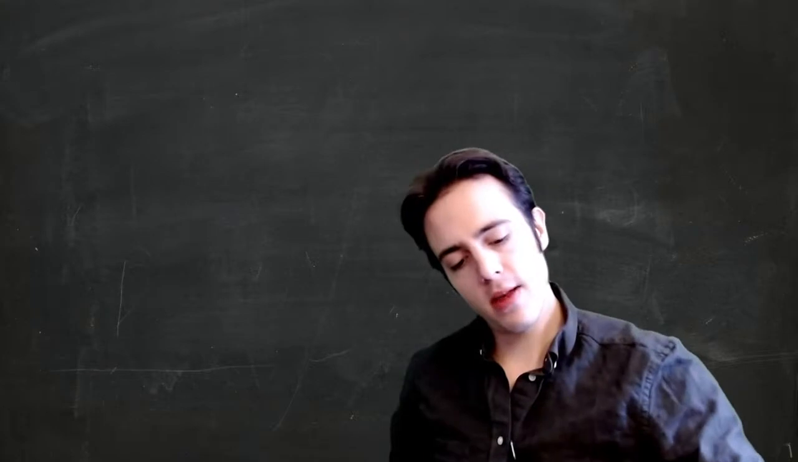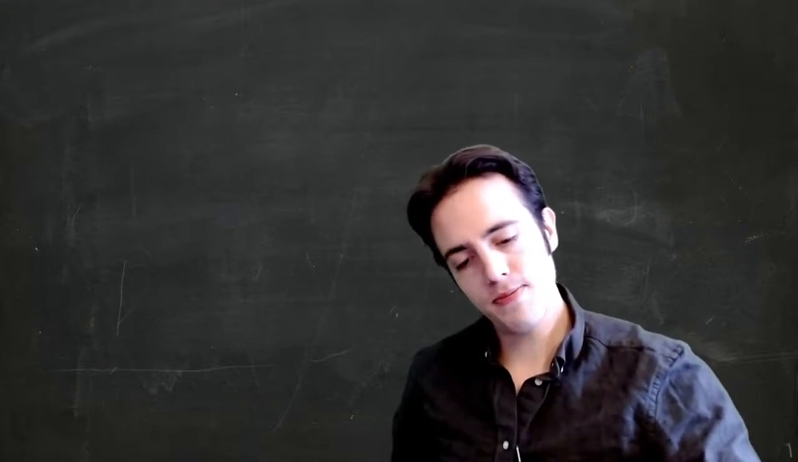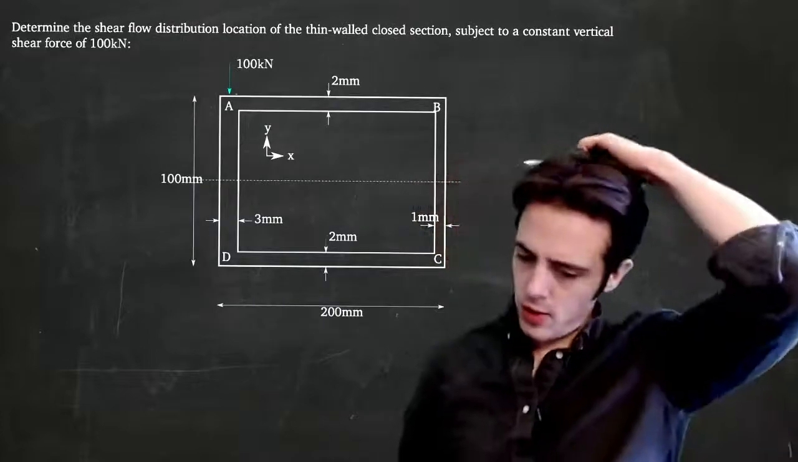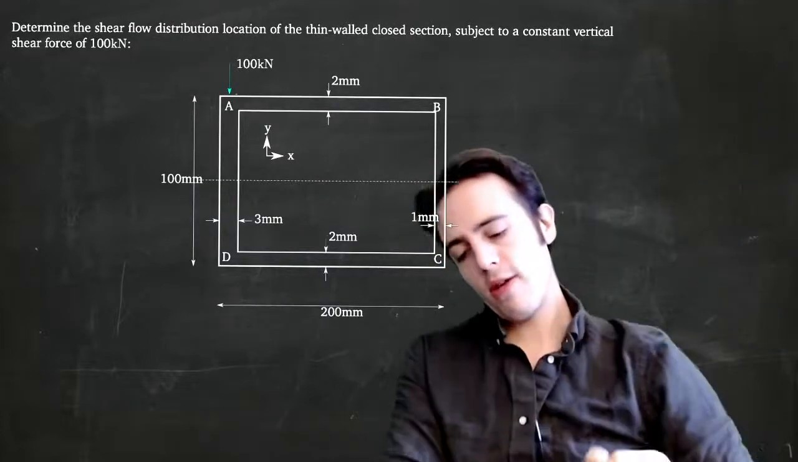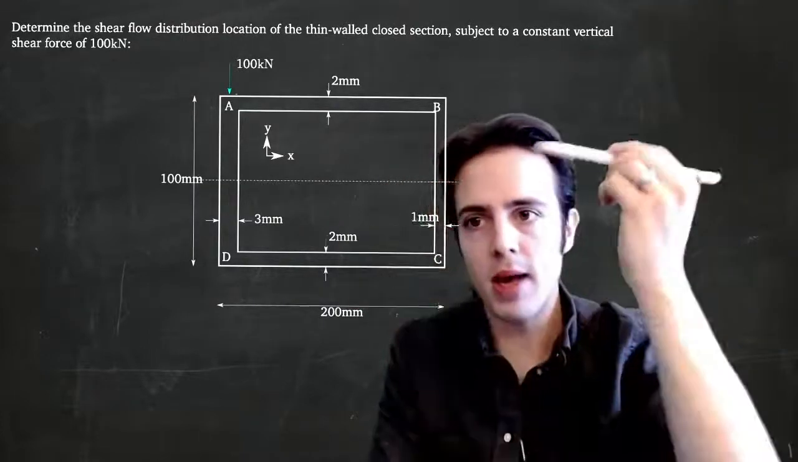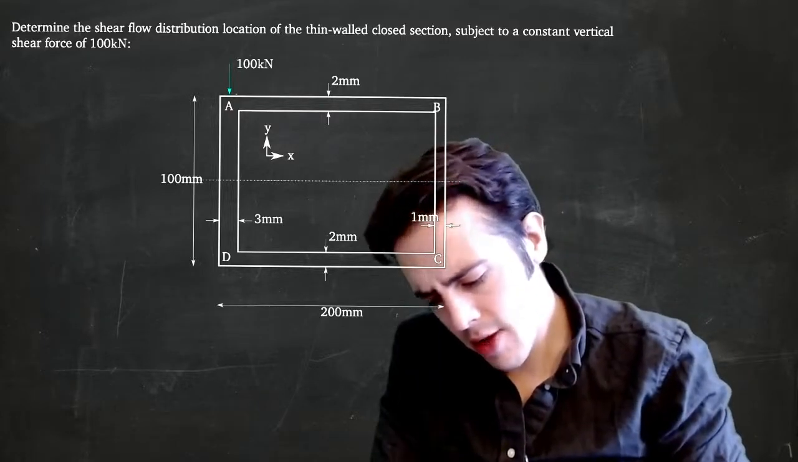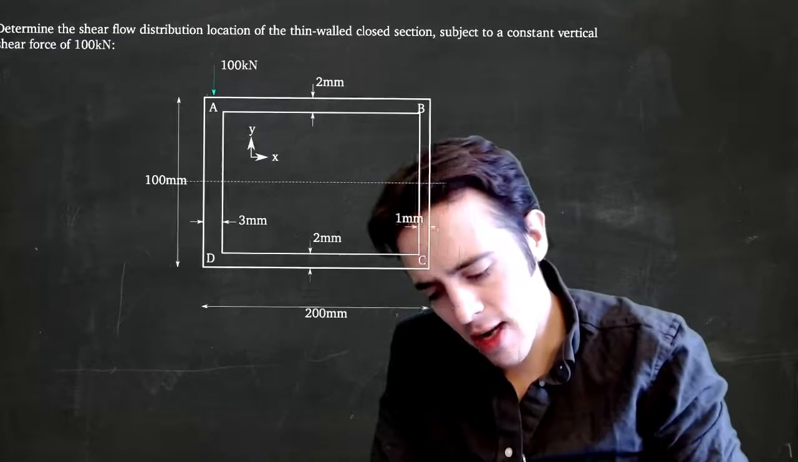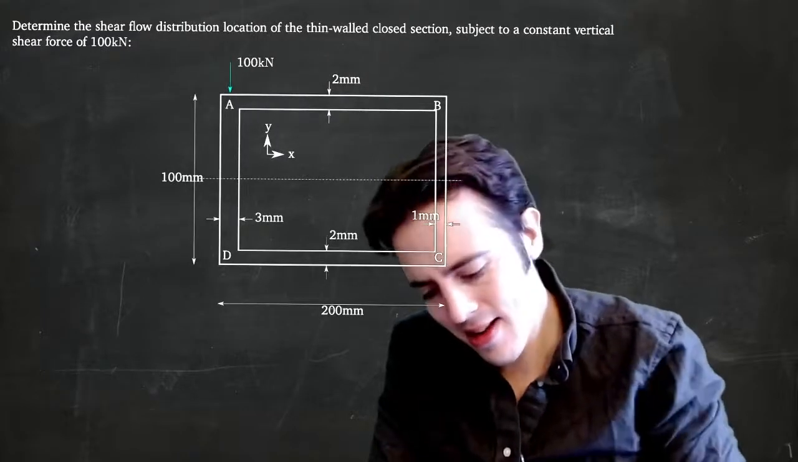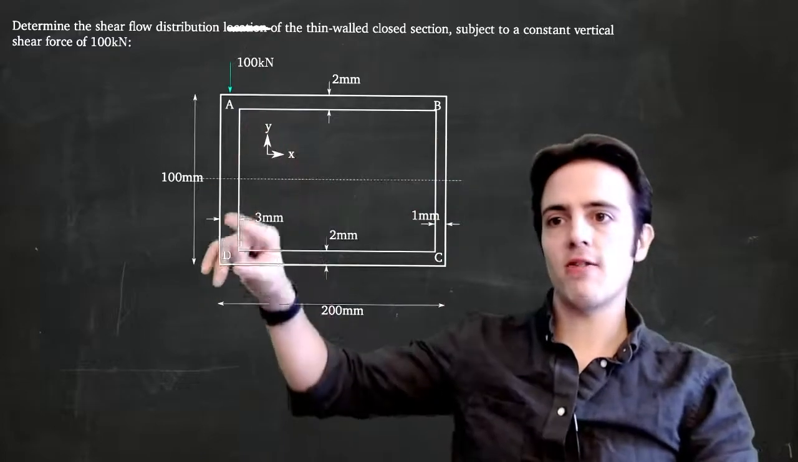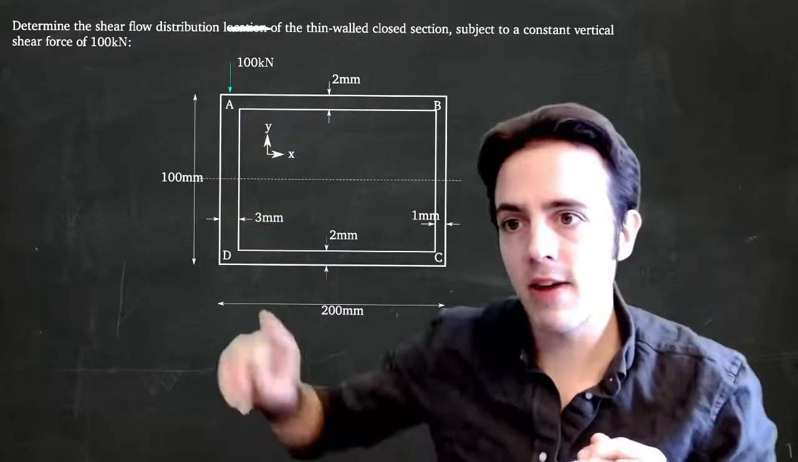So let's put this problem back in here. This is problem 2.2 from the notes, I think. So we've got this problem up here, and we're asked to determine the shear flow distribution. So to determine the shear flow distribution location, that ain't right. It's got to be just the shear flow distribution. Let's cross that one out. And so we've got a constant vertical load of 100 kilonewtons, which is acting vertically here.